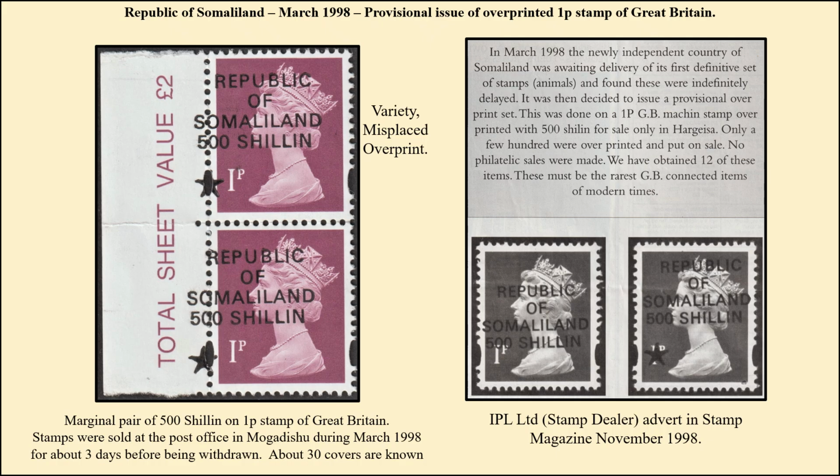1998. Stamps were ordered. Due to a delay caused by the lack of the right type of paper by the printer, a provisional issue was arranged for a 500 shilling surcharge to be printed locally on a 1p GB machin head stamp. 4,300 stamps were issued. It would appear that this was during 1998. The first stamps to be issued had no star, and then when that was found, they introduced the star, so the rest were printed with the star.